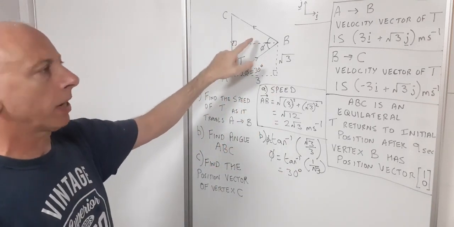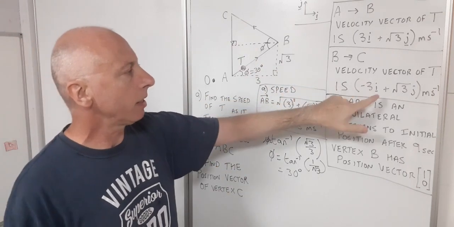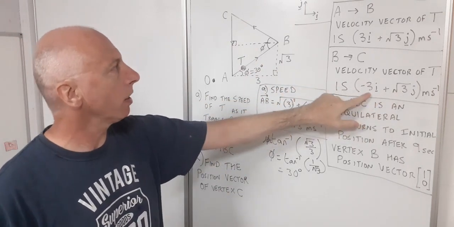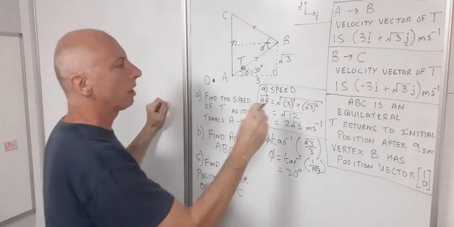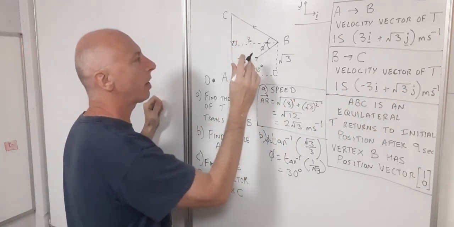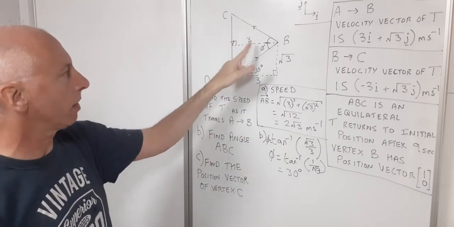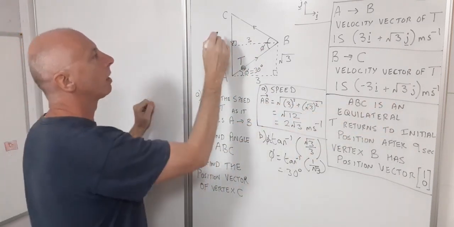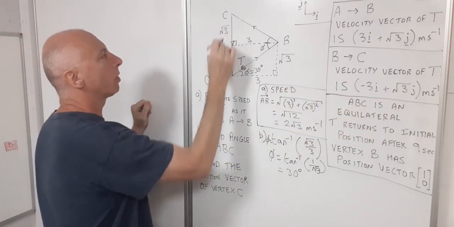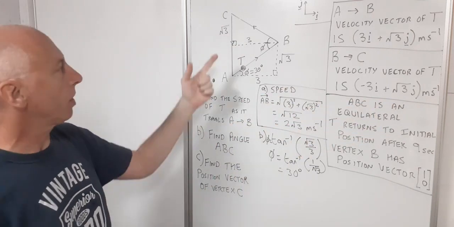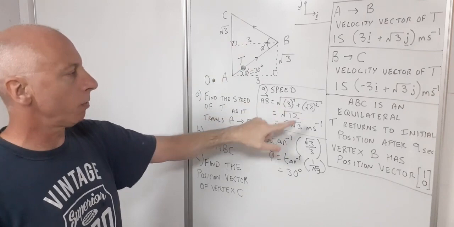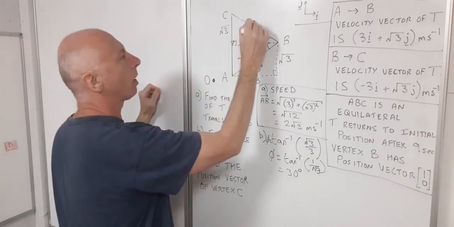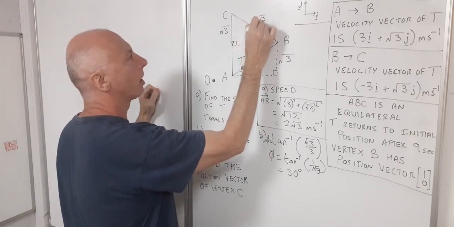Now this one, let's calculate this one. So B to C is minus 3 and root 3. So the i component is 3. So we take the absolute value. So we can't have a distance that's minus 3. So that distance there must be 3. And the j component is root 3. So this one here must be root 3. So that's going to give us a very similar calculation to what we've got here. So this one here is also root 12, which is 2 root 3.